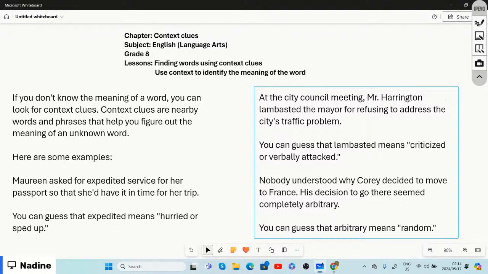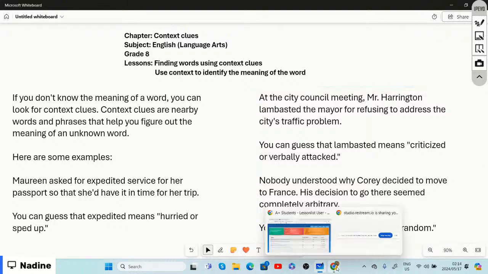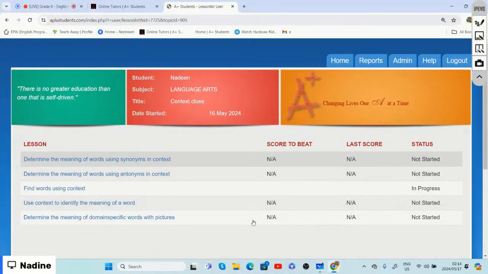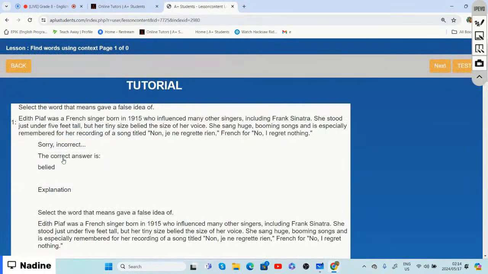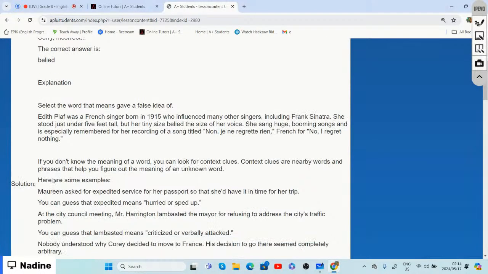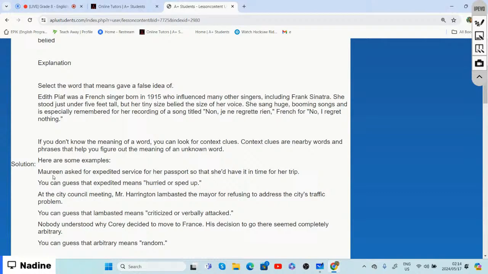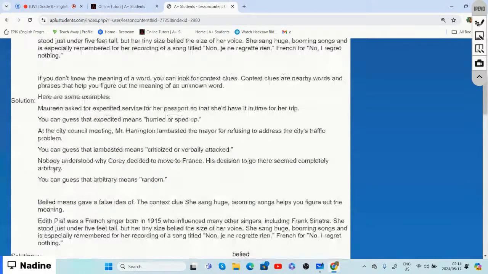All right. So now we're going to aplusstudents.ca, where we are going to be doing our tutorial, and we're going to find words using context. We said, if you don't know the meaning of a word, you can look for context clues. Context clues are nearby words and phrases that help find out the meaning of any unknown word.